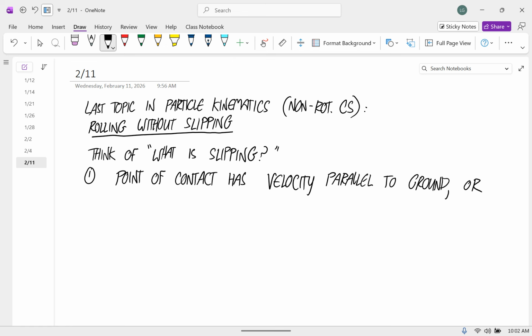If something's rolling, and you look at the point that's in contact with the ground, and that point has a different velocity than the ground, you can think of that as a definition of slipping. That makes sense, right? And then we're going to think of the same thing, but with acceleration. It's not quite as intuitive, but I think it makes sense if you think about it. The point of contact has acceleration parallel to the ground.